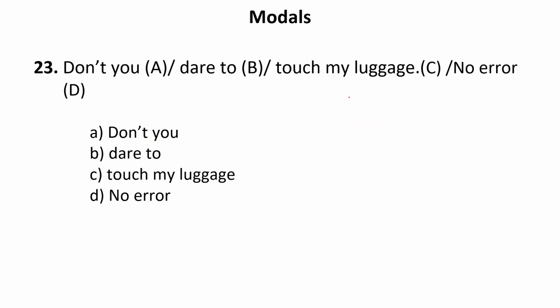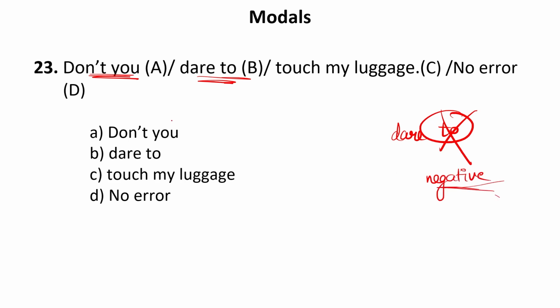Now let us move to the next one. Don't you dare to touch my luggage. Now this is dare to. Whenever it is written don't you, it means whenever there is a negative sense. So dare should not be followed by to if the sentence is in negative sense. So this to should be removed over here. So the correct sentence will be don't you dare touch my luggage. So the error is in part B. This B part contains the error.